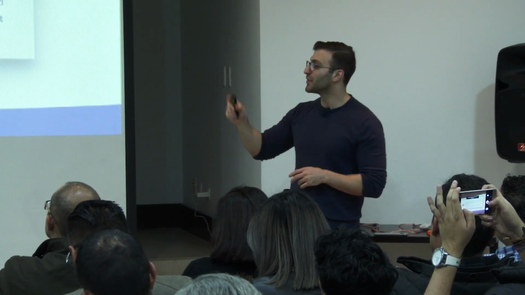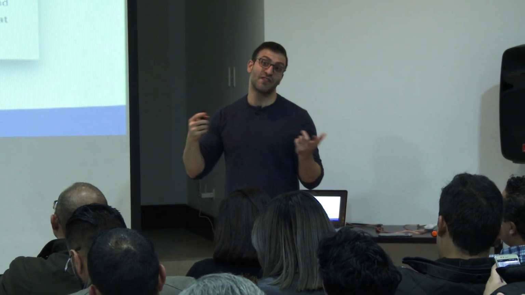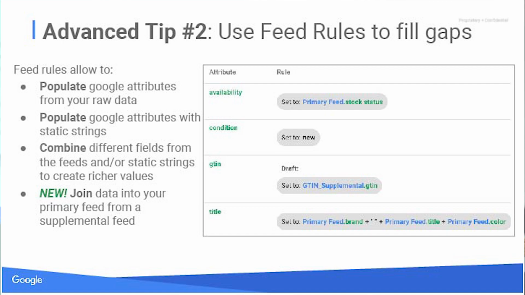So again, this is another great new feature, and the goal here is to make it easier using rules that you can create in Merchant Center to not only optimize your data, but fill in the blanks. You could actually create rules that populate attributes that you weren't able to provide in your feed. So I'll give you a few great examples of that.